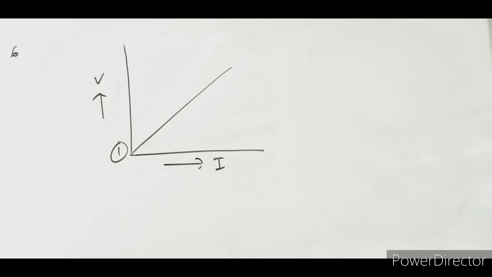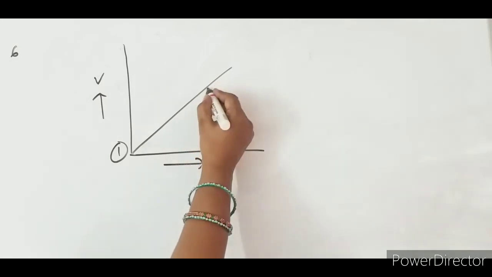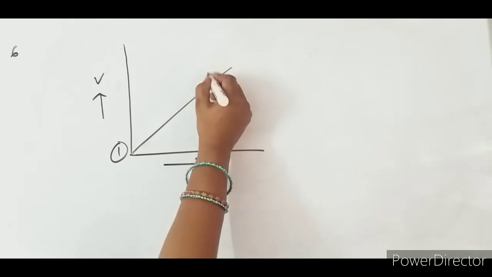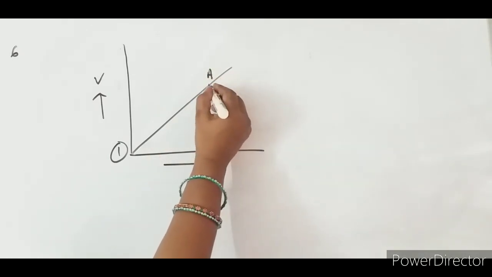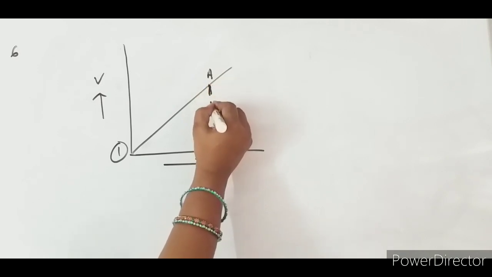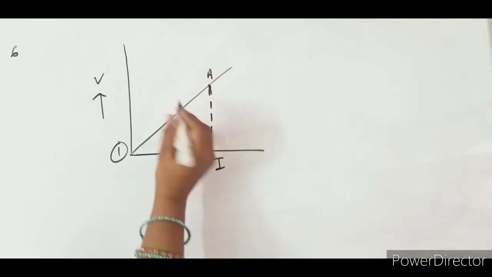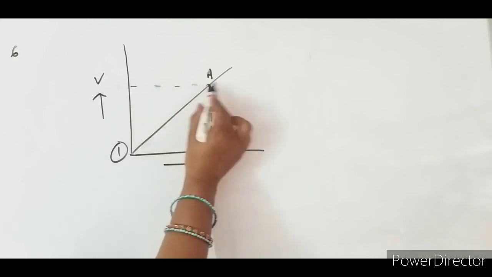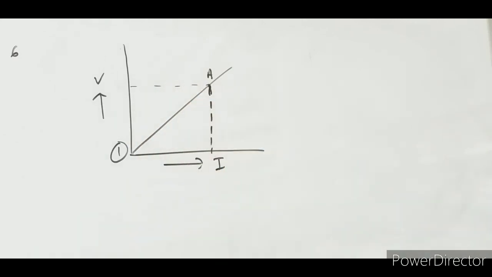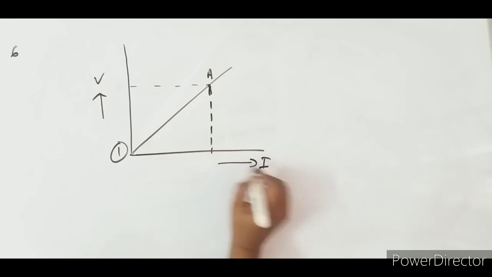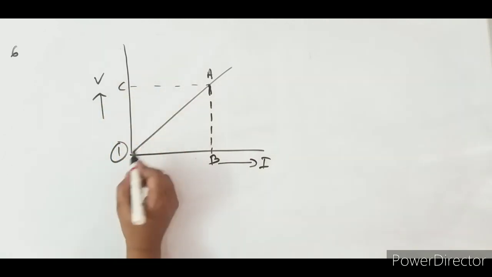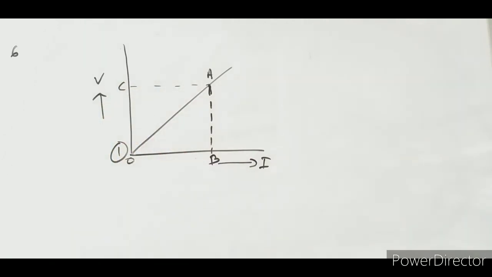Look straight now. Let us take a point from here. This is a point A. Let us draw a perpendicular to the x-axis and a perpendicular to the y-axis. Understood? So here let it be A. This one is B. This one is C. This one is O.